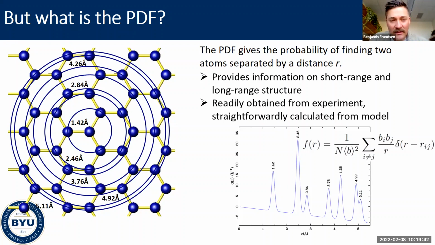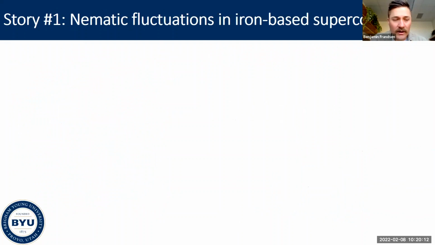Anyway, so that is the PDF. And it's a great way to study the local structure of materials, in particular, when that local structure may differ in some meaningful way from the average structure, and that difference would be lost if you only looked at the Bragg peaks. So this is a way to make sure we don't lose the information contained in the diffuse scattering. With that background, let's jump into story number 1, nematic fluctuations in iron-based superconductors.